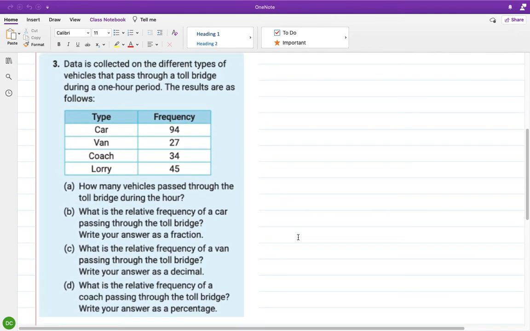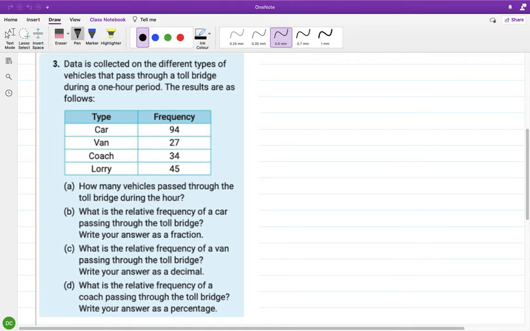So data is collected on different types of vehicles that pass through a toll bridge during a 1-hour period. The results are as follows. So 94 cars passed through, 27 vans, 34 coaches, and 45 lorries. How many vehicles passed through? So to figure out how many vehicles, you have to add these up. So 94 plus 27 plus 34 plus 45. Okay, and remember I said you should show your work.